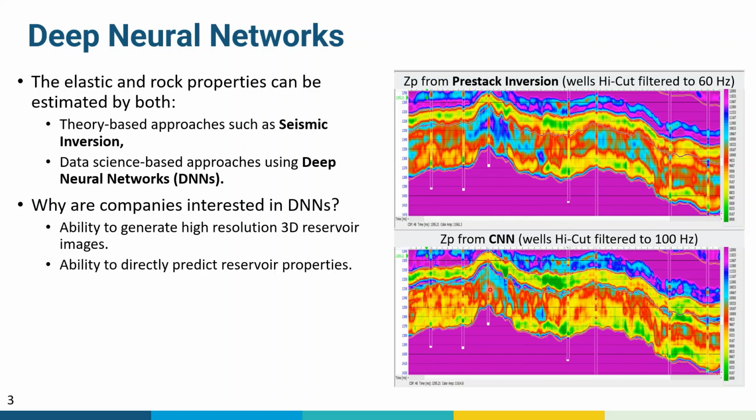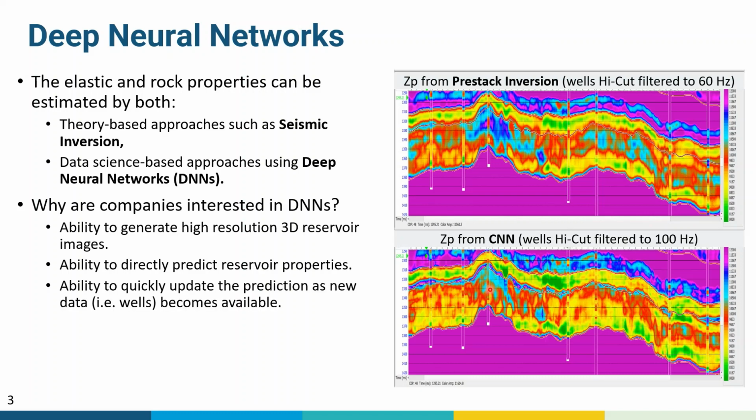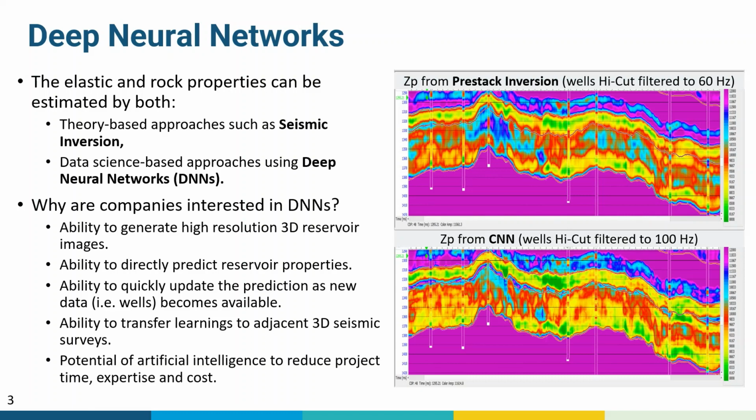There's the ability to directly predict reservoir properties. So in the previous example, we were able to create a mapping that went from the seismic data directly to the volume of quartz. The ability to quickly update the prediction as new data, for example, well control becomes available, and the ability to transfer learnings to adjacent 3D seismic surveys. And then there's the potential of artificial intelligence to reduce project time, expertise, and cost.